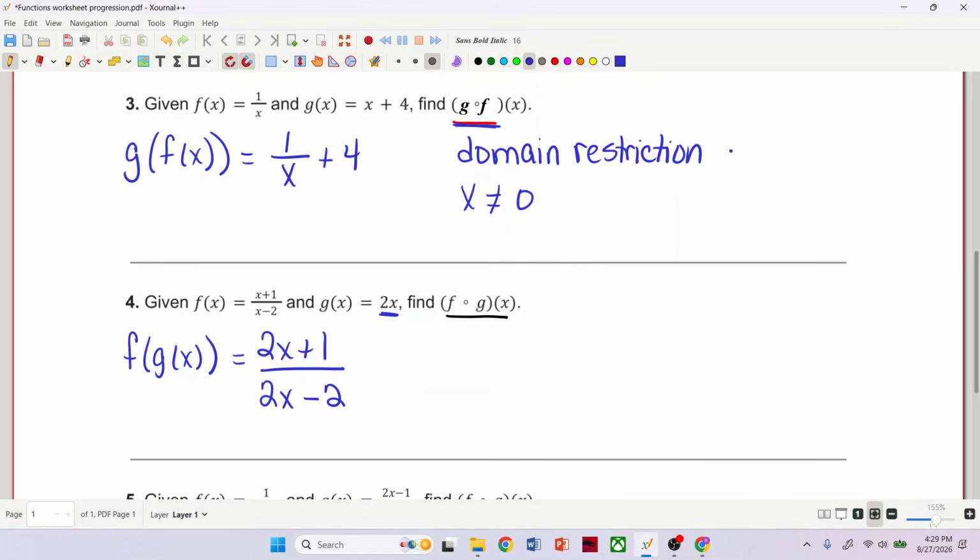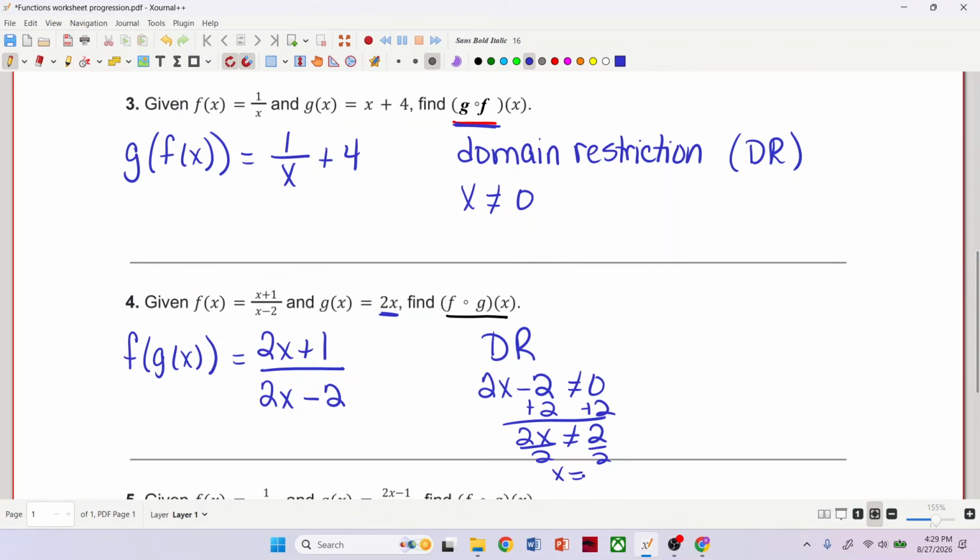Instead of writing out domain restriction, I'm going to write DR just to save a little bit of time. So our domain restriction, the denominator can't be 0. So 2x minus 2 can't be 0. And then you solve that. Add 2. 2x can't be 2. And then divide by 2. So x can't be 1.